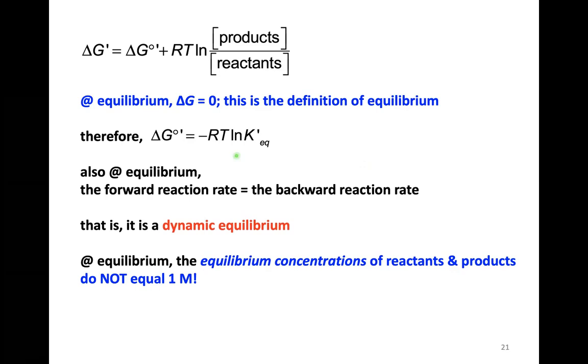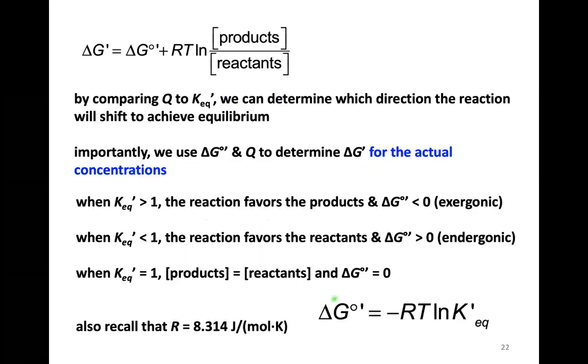Molecules are always being turned over from reactants into products, and vice versa. Products are being converted into reactants. So dynamic equilibrium. And as a reminder, at equilibrium, the concentrations of our reactants and products do not equal 1 molar. The 1 molar was only for our initial concentrations. Okay, so as a refresher, we compare our reaction quotient to the equilibrium constant, and that tells us which way the reaction is going to shift to obtain equilibrium. You did many problems about this with these ideas in general chemistry.